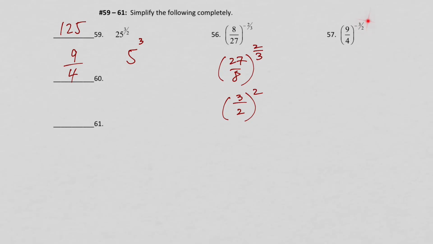Okay, we have 3 things happening in the exponent. The first thing I'll do is the negative, which inverts this. So we have a positive 4 over 9, but now it's to the 3 over 2. Then I'll do the index, the bottom, by square rooting both of these. Square root of this is 2, square root of that is 3.